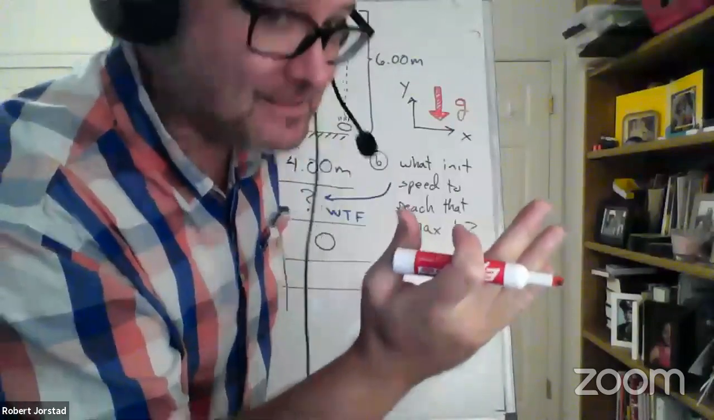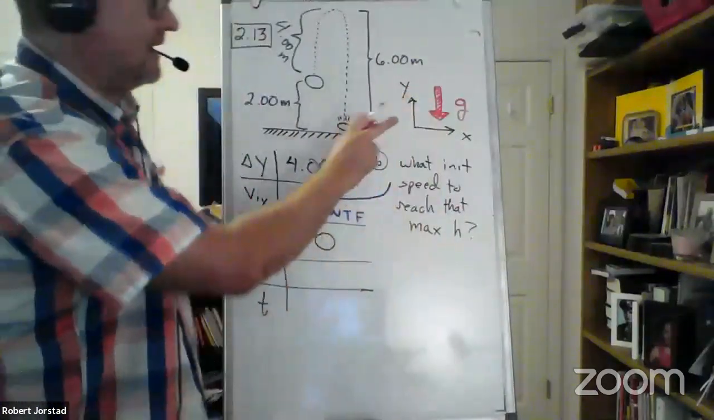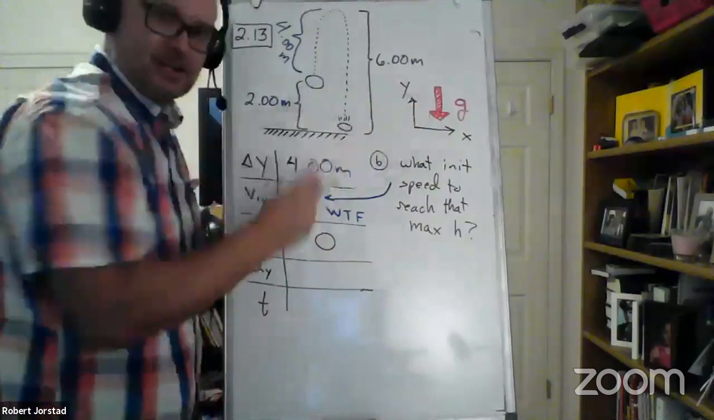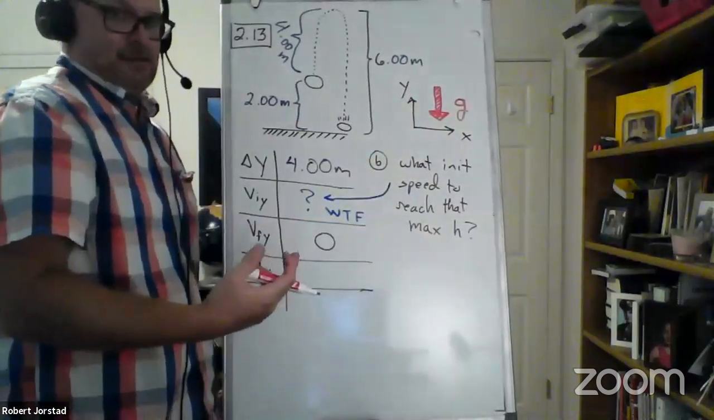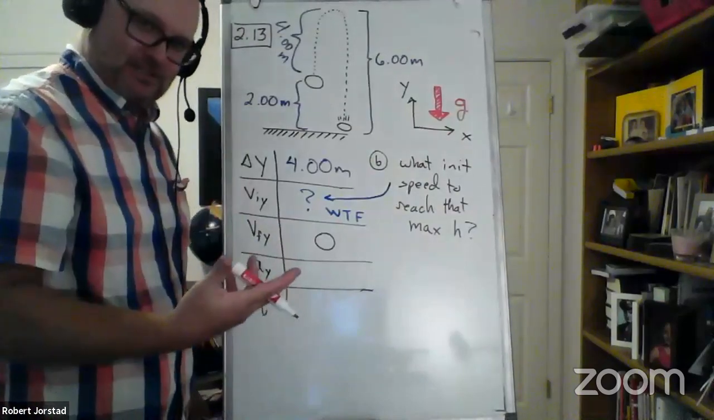Always positive. G, where is it? Right there. Always positive. The direction is downwards. This is the magnitude. That's the direction. Now you see why we do chapter 3 first.